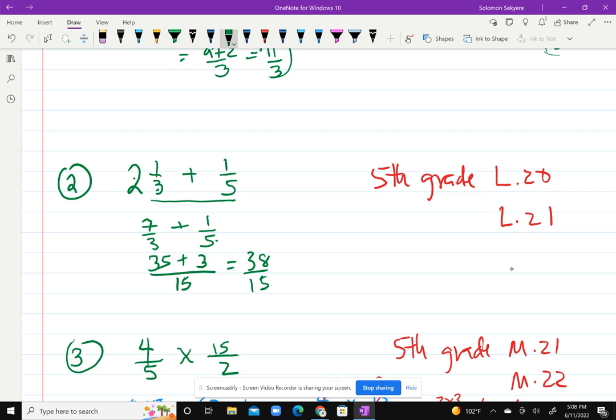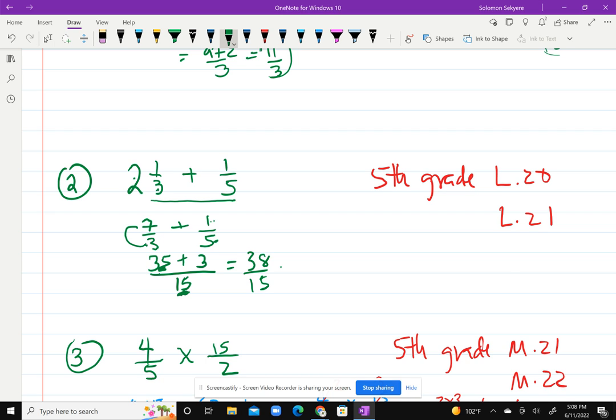So you find the least common multiple, put it over here. You divide this least common multiple by this denominator. Whatever you get, you multiply by the numerator and you put it over here. Okay, pause and think over what I just said. You do the same thing over here. 15, you divide by this denominator. Okay, it's 3. You multiply by the numerator. It's times 1 is 3. After that, you add. That's your answer.